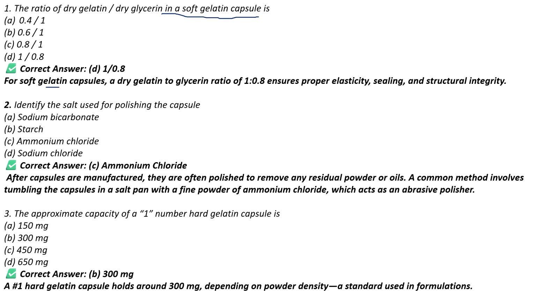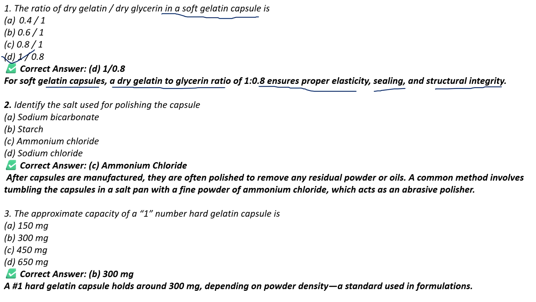For soft gelatin capsules, a dry gelatin to glycerin ratio of around 1:0.8 ensures proper elasticity, sealing, and structural integrity. So we can say option D, that is 1/0.8, is the required ratio of dry gelatin and dry glycerin in a soft gelatin capsule.